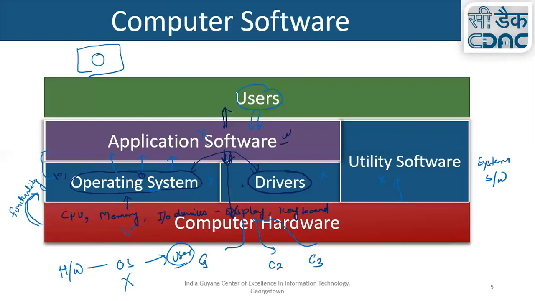Please remember this. Therefore, if you bought a new system, the first task is to install an operating system. And after installing the operating system, then you can install any number of application software. Okay? Yes, sir.